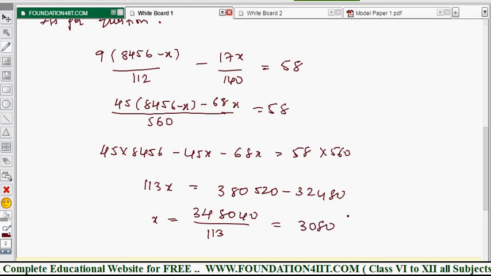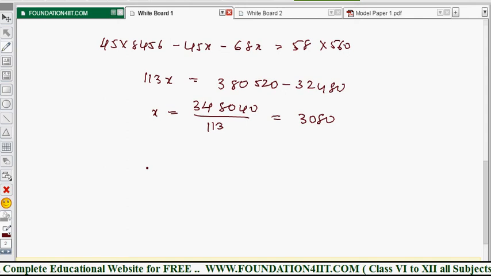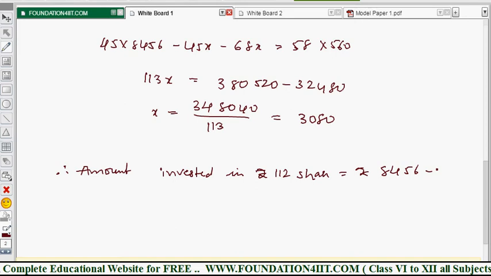So the amount invested in rupees 140 shares is the x value, 3080. Then from the total we should subtract this value, because the second share is the remaining amount. So the amount invested in rupees 112 shares is 8456 minus 3080. By subtracting these two, the answer is 5376. Okay, now this is the answer.